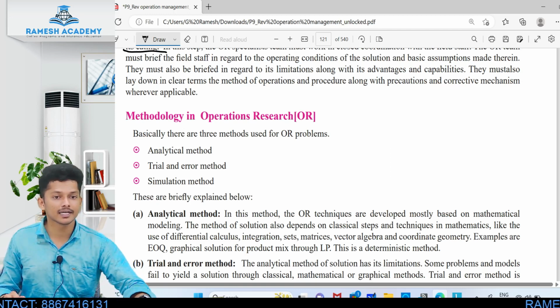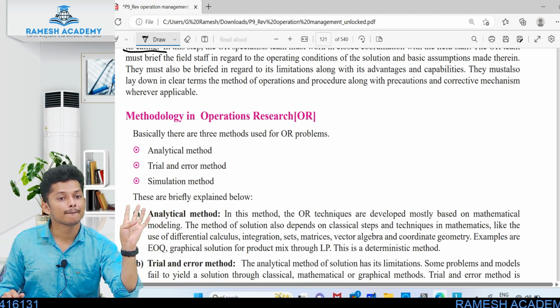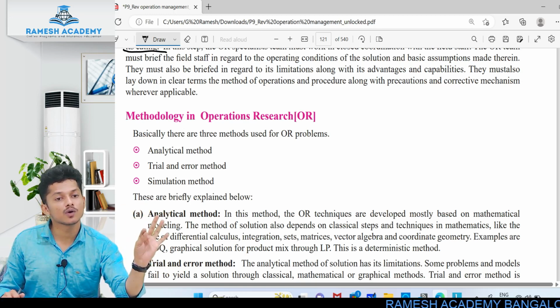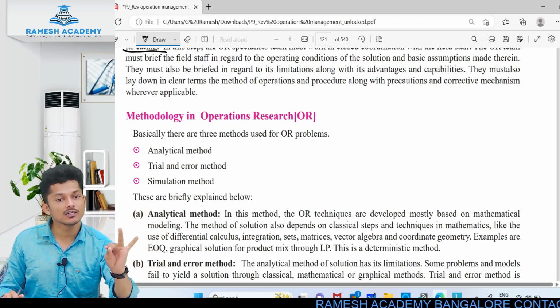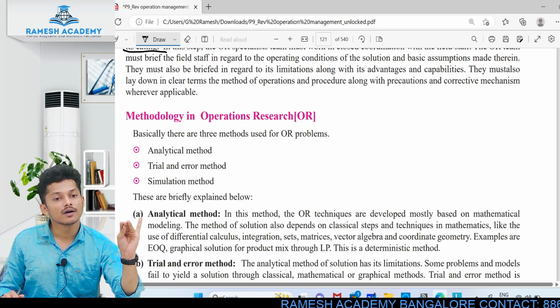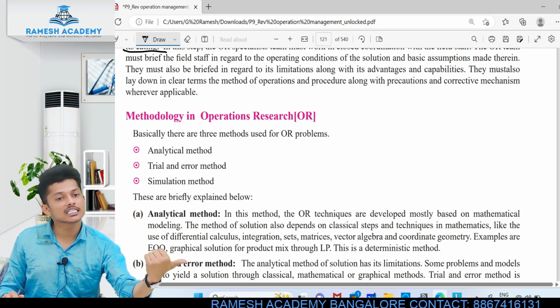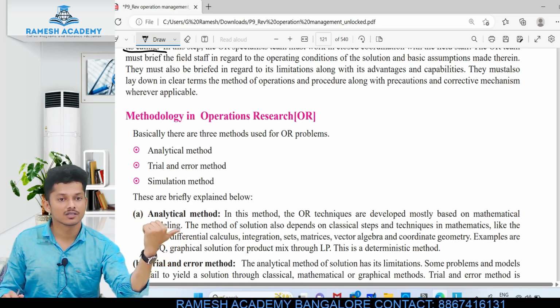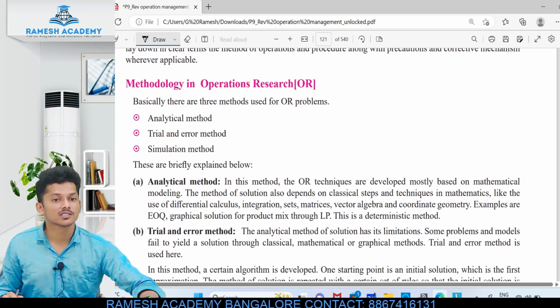This is implementation. Now see, we have the six steps. First step is what? Problem formulation. Second step is what? Model. Third step is what? Derivation. Fourth step is what? Validation. Fifth step is what? Feedback. Sixth step is what? Implementation. Okay, don't forget.